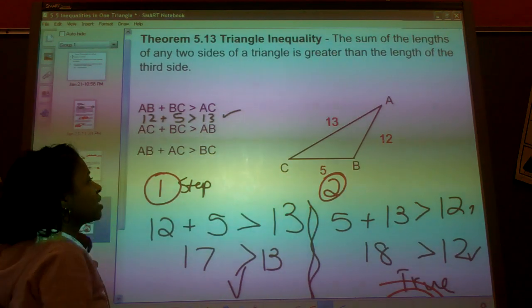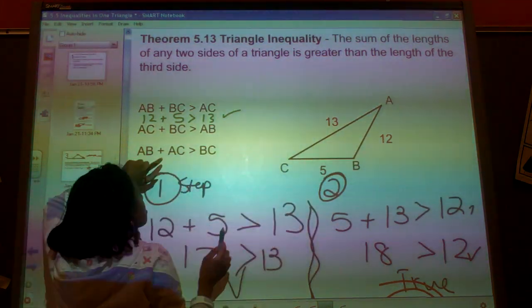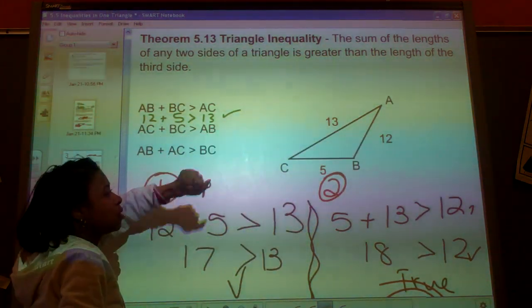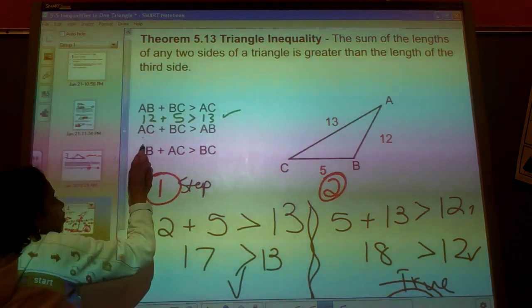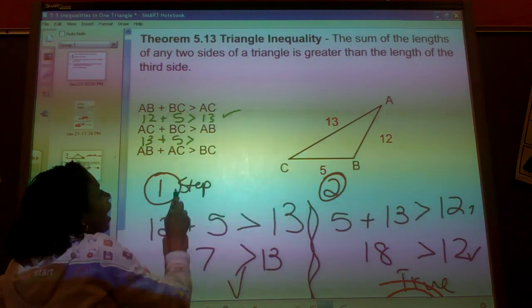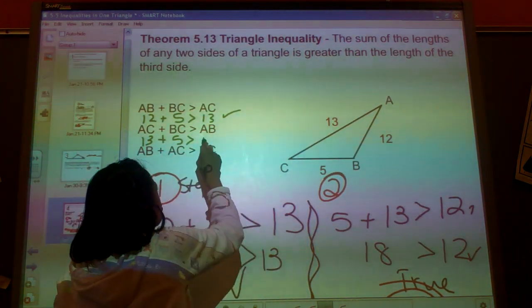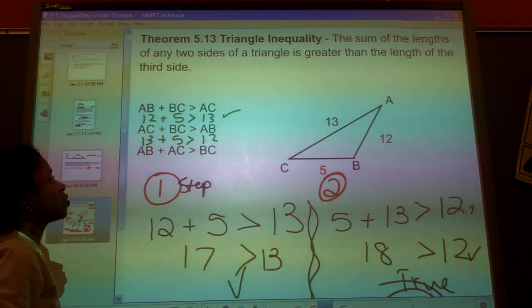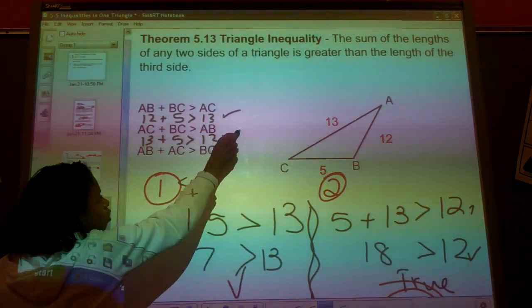Now I'm doing AC plus the BC, and it has to be greater than the AB. And the AC is going to be 13 plus the BC, which is 5. It has to be greater than AB, which is 12, and it is because it's 18, which is greater than 12. So this one checks.